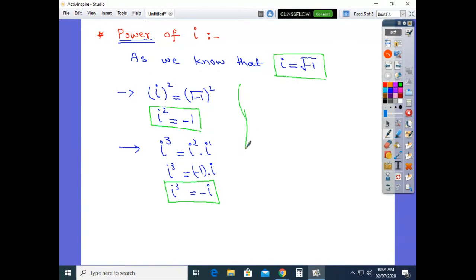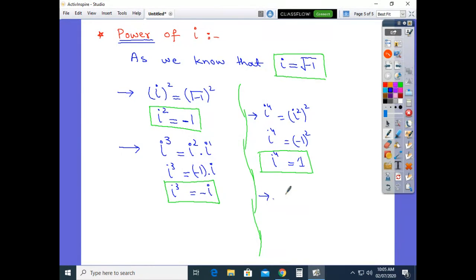Now similarly, here we solve the next power, iota 4. We can write iota 4 as iota square into square. As we know that iota square is equal to -1, and if we take the square of -1, we get +1. Therefore, iota 4 is equal to +1. Similarly, if we carry on this process, we get different values.